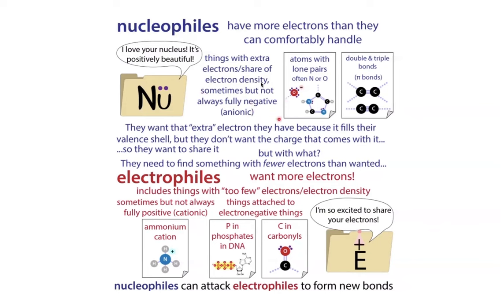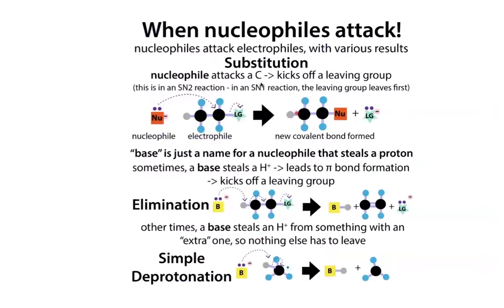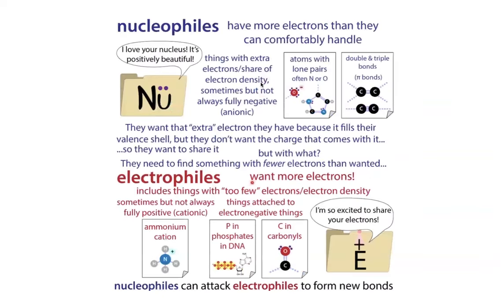They're going to seek out something that wants to share some positivity. So electrophiles, basically, they want more electrons. And so these are what the nucleophile is going to attack. By attacking the electrophile, well, now you can do things like form new bonds, form double bonds, or deprotonate, all this good stuff. It starts with the nucleophile attacking the electrophile.